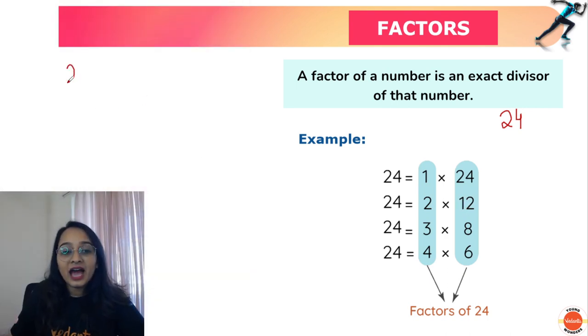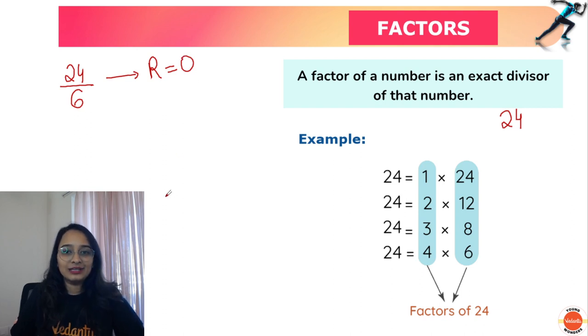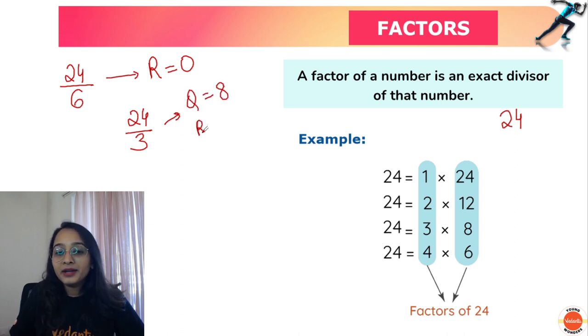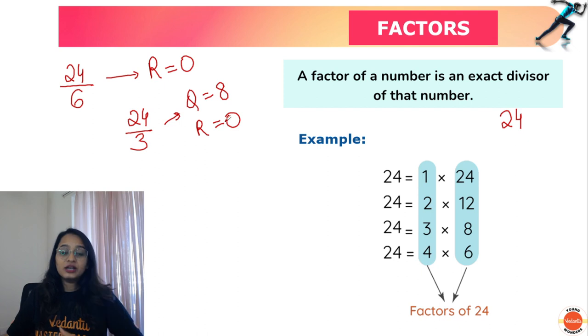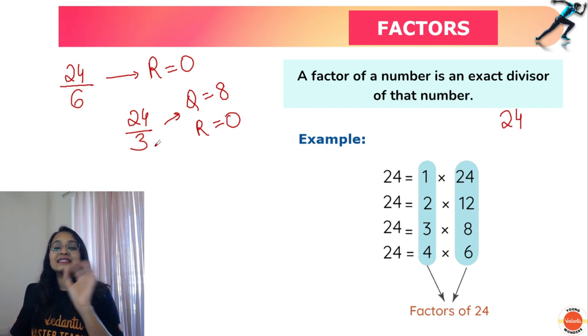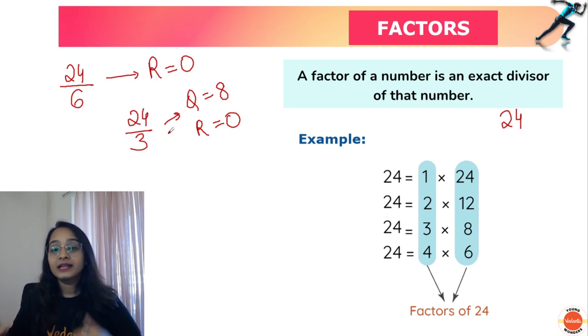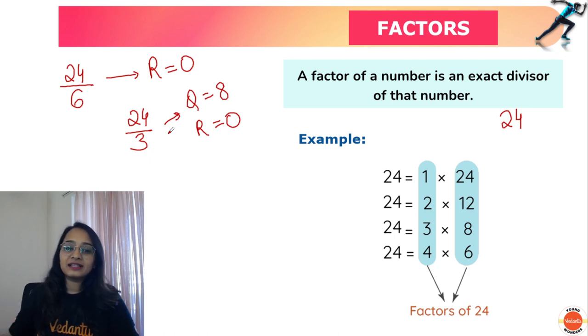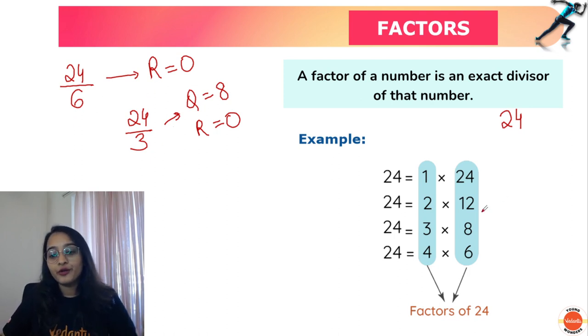Why? Because when I divide 24 by any of these numbers, I will get the remainder as 0. If I divide 24 by 3, the quotient will be 8, but the remainder will be 0. So when the remainder is 0, you can say that 3 is an exact divisor of 24. That implies 3 is a factor of 24. Like for example, 6 is also a factor of 24, 8 is a factor of 24, and so on.